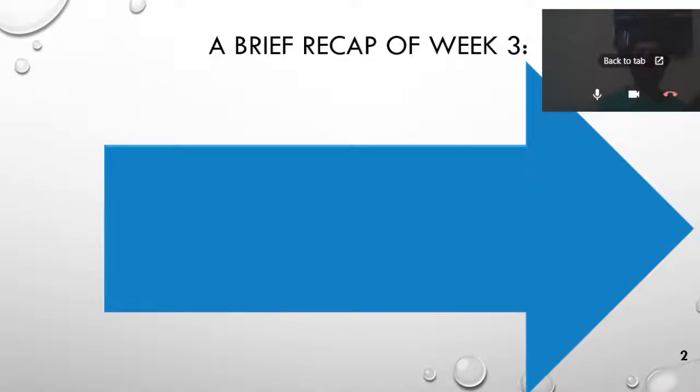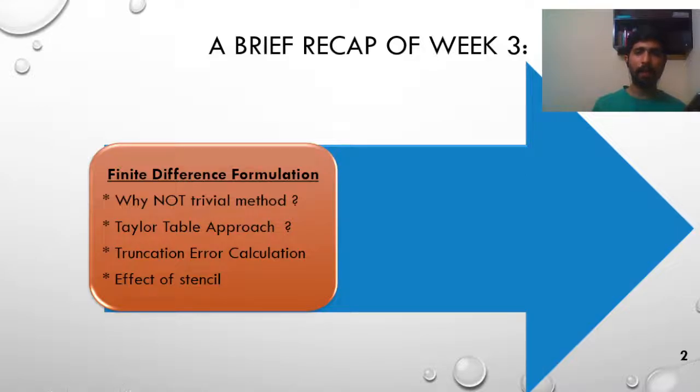Now in this week, we extended the way in which we calculate the finite difference formulation through a Taylor table approach. We had a trivial method wherein we used the Taylor series to expand, say, a function at x plus delta x and x minus delta x, in terms of the function at x. Then we did some manipulations to come up with f dash of x.